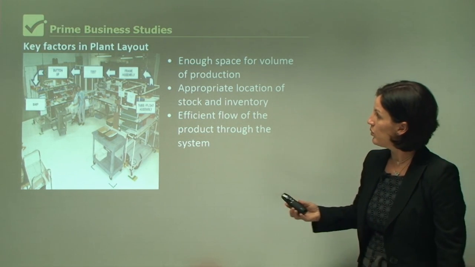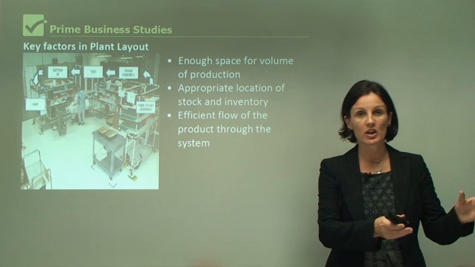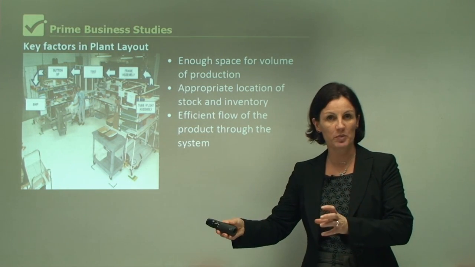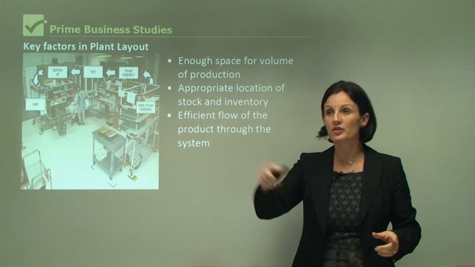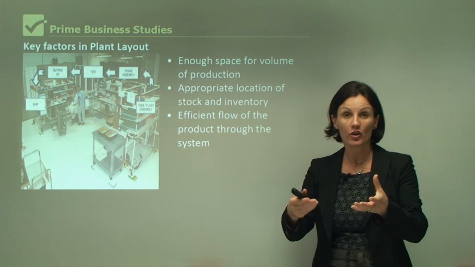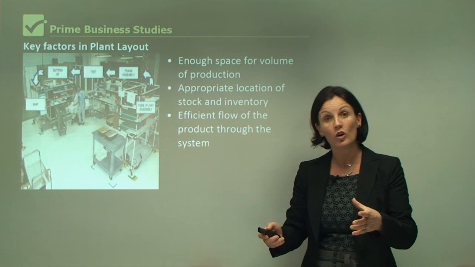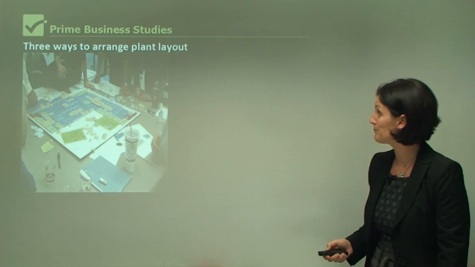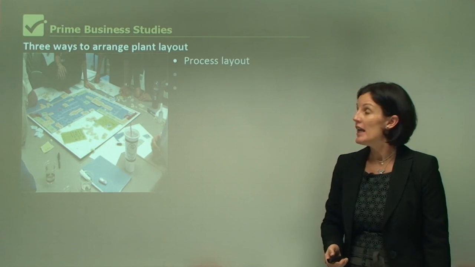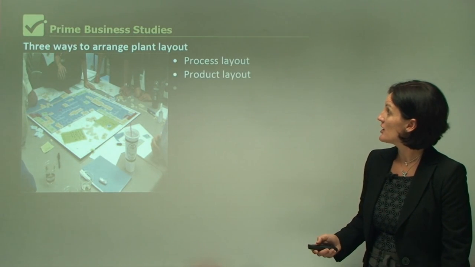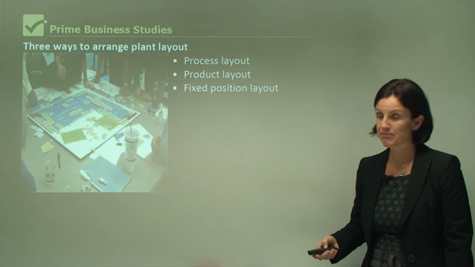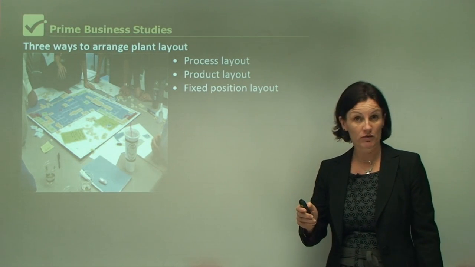So what we want is that from the time the raw materials start in the operation process, there's absolutely no stoppages, so that we can just have a constant flow. The machineries can be set on and we don't have to turn them off at all. That actually saves energy. Now there's 3 ways to arrange a plant layout. You can have a process layout, a product layout, or a fixed position layout. I'm going to explain each of these.